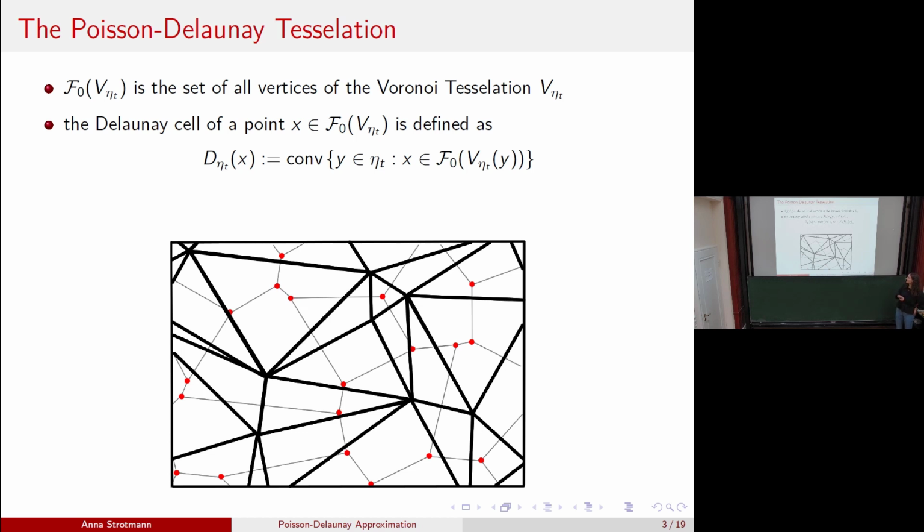As you can see in the picture, in comparison to the Poisson-Voronoi tessellation, it's possible that the center of the cell does not necessarily lie inside of the Delaunay cell. For example, this point here is the center of this Delaunay cell, and it lies outside of the cell. Moreover, as you can see in the two-dimensional picture, all Delaunay cells are triangles, and transferred to the d-dimensional case, all Delaunay cells have exactly d+1 vertices. Why this is the case becomes more clear with the second way of construction.